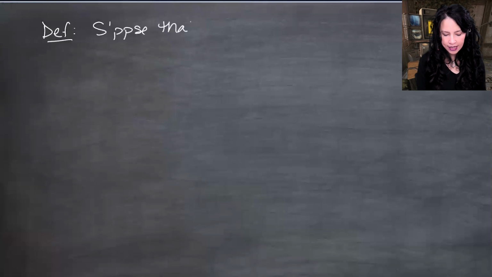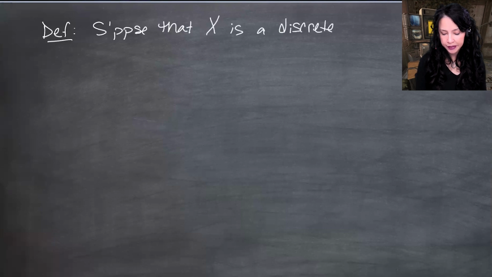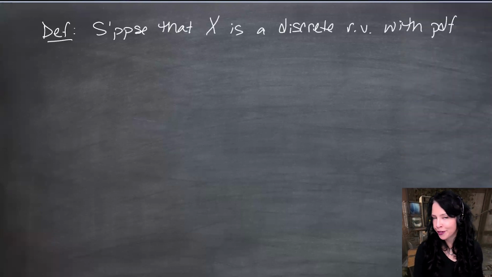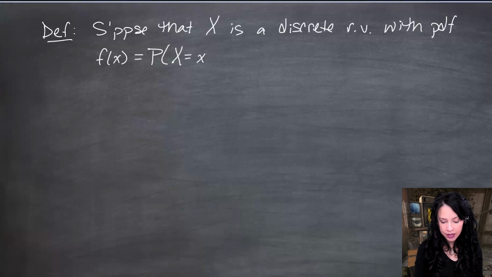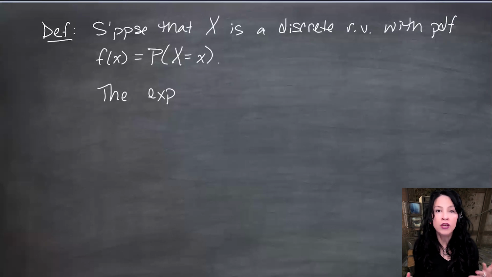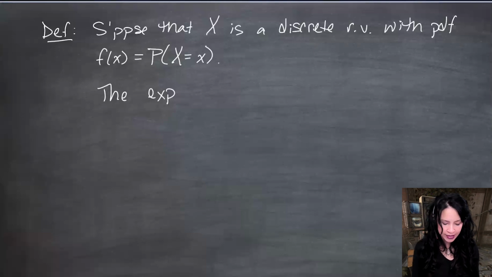So here is a definition for you. Suppose that x is a discrete random variable with PDF, probability density function, or yes, probability mass function, f of x, which is defined in the discrete case to be the probability that X equals x. The expected value of x, or the underlying distribution. So if x had, say, a Bernoulli distribution, we could talk about the expected value of x, and we can also talk about the expected value of the Bernoulli distribution, the same thing.